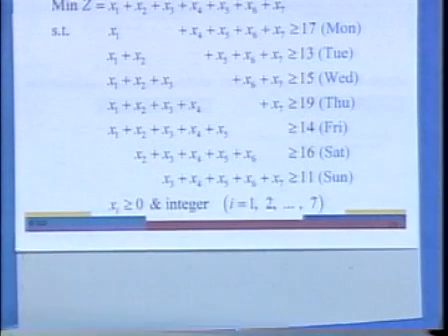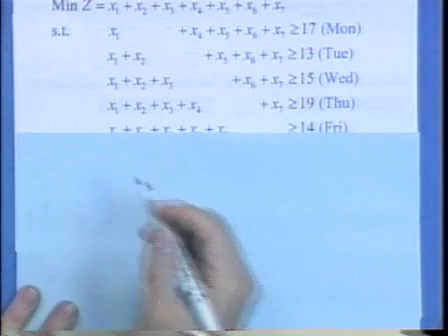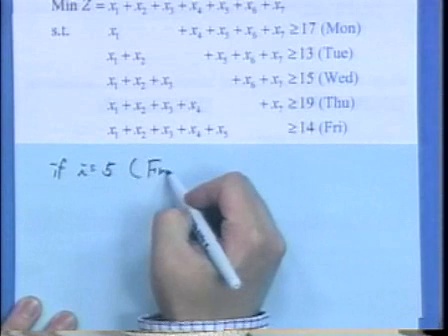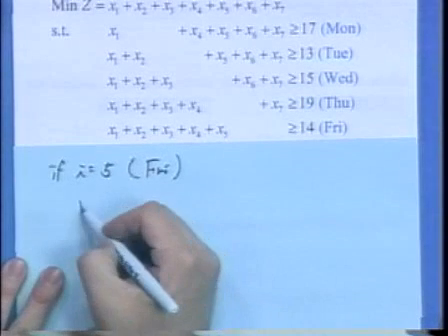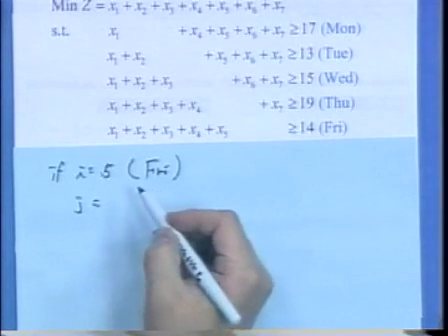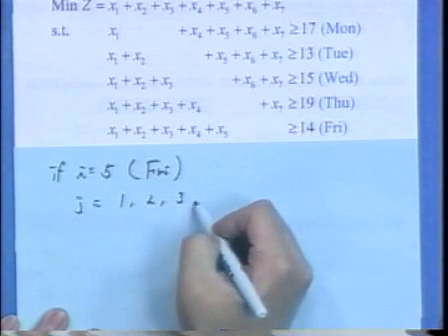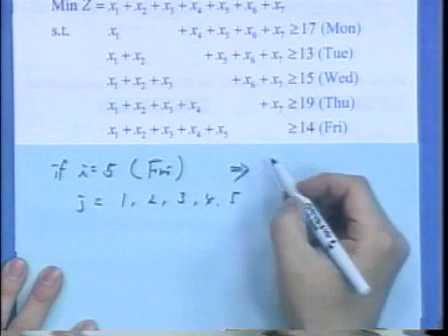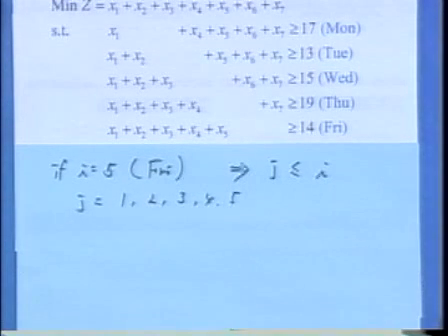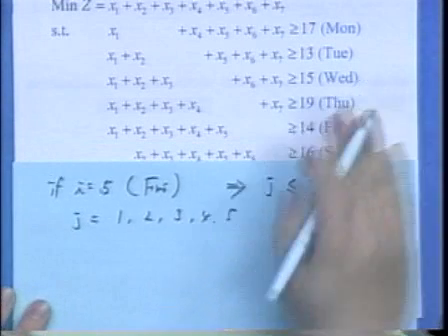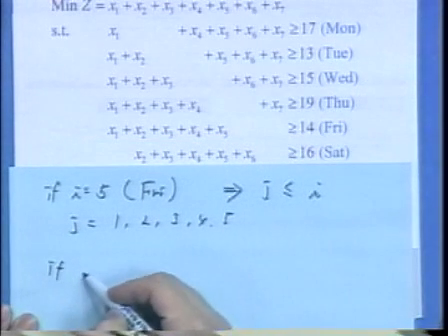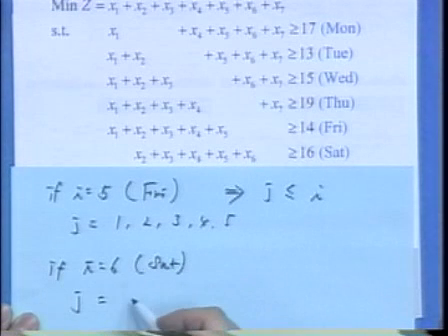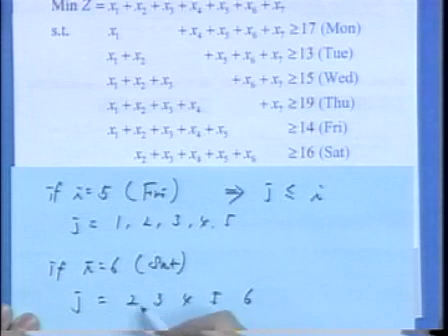What about Friday constraint? If I equals 5, is Friday, j can take the values of 1, 2, 3, 4, 5. So in that case, we just need j is less than or equal to I, right? What about Saturday constraint? I equals 6. J can take the values of 2, 3, 4, 5, 6.